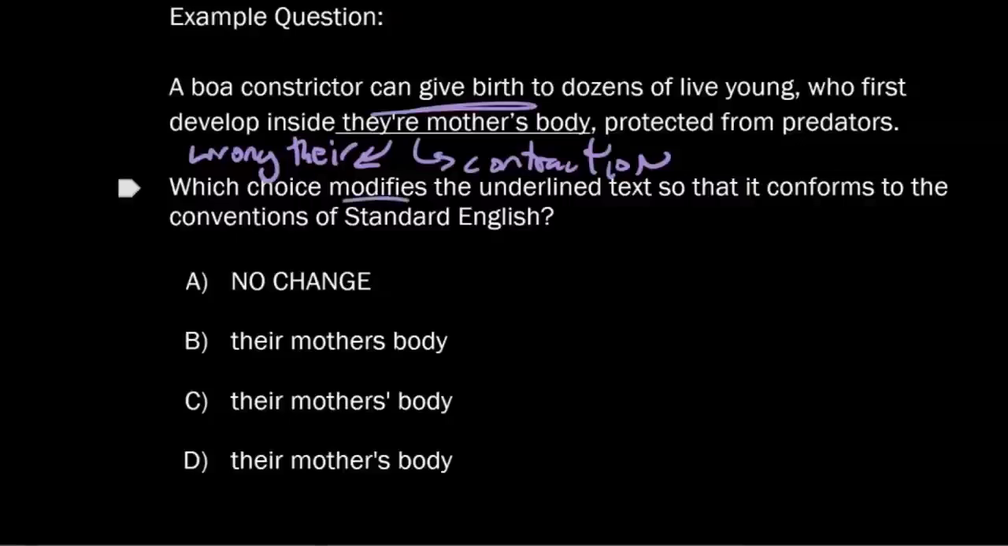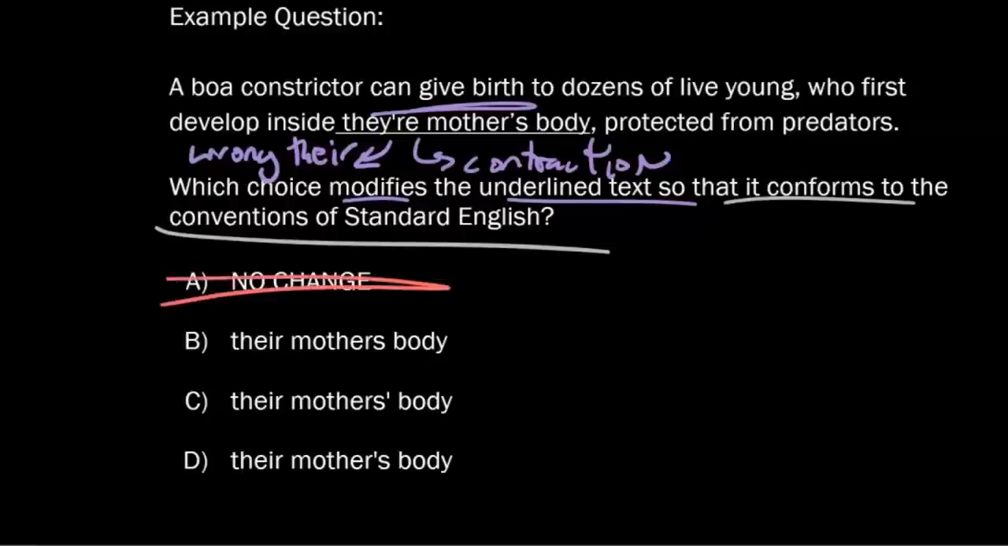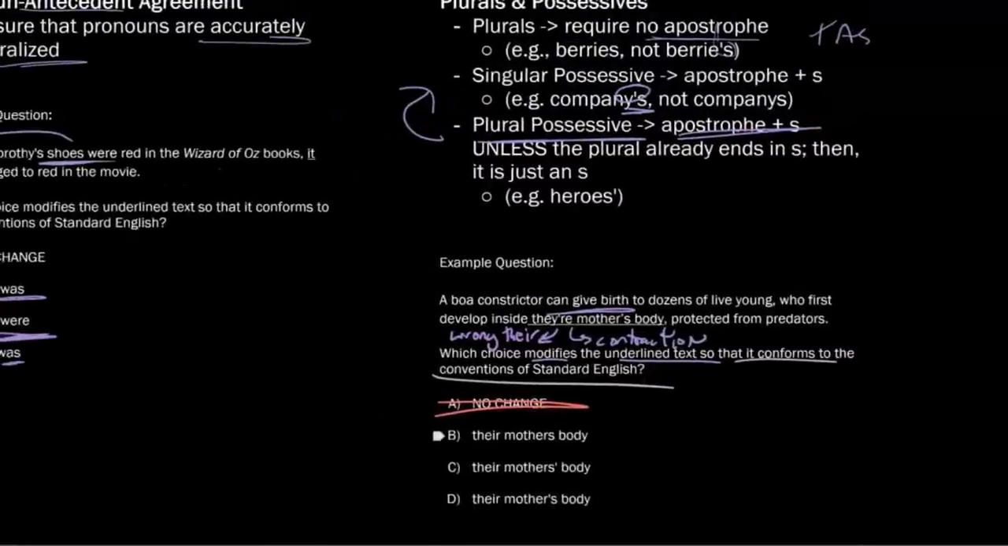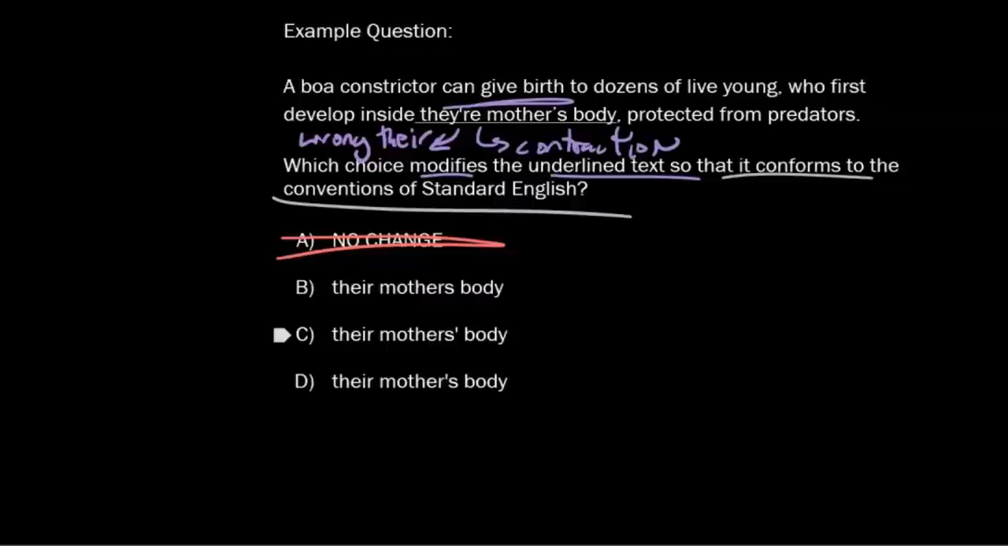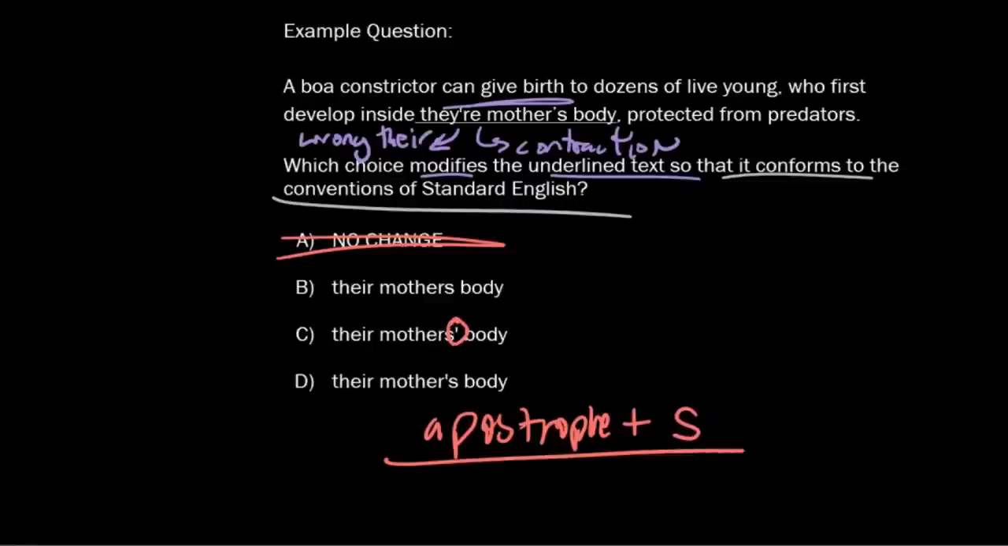But which choice modifies the underlined text so that it conforms to the conventions of standard English? Our typical question. No change? No, because we know this "there" cannot be correct. So we can just eliminate that right off the spot. Their mother's body. Well, whose body is it? The mother has possession. The mother is a singular possessive, so the mother should have apostrophe S. Okay, it should not go after. That doesn't make any sense. It should be apostrophe plus S, which we see here. So the answer is D, and that is the end of SAT English.